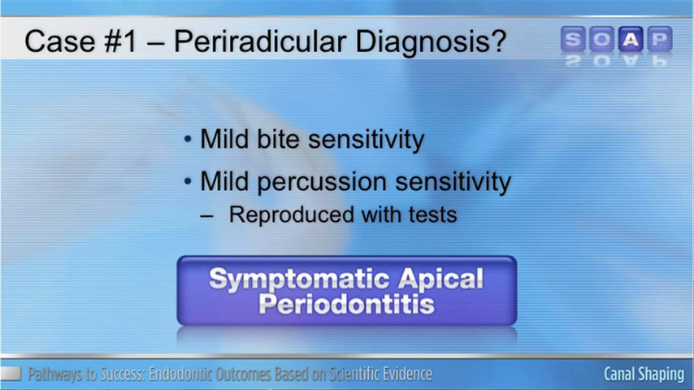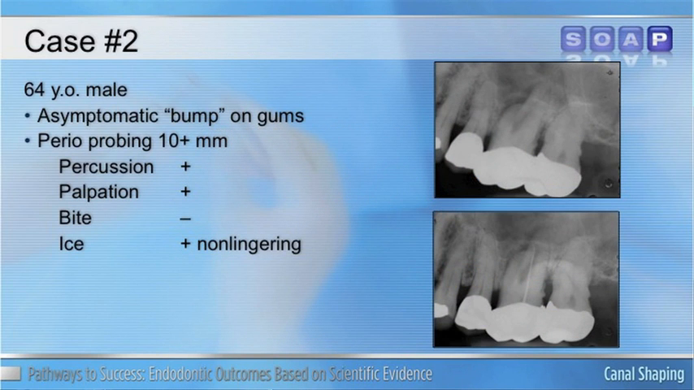Next, case number 2, 64-year-old male, asymptomatic bump on the gums. Perio probing, 10 plus millimeters. Percussion positive, palpation positive, bite was negative, and ice, positive response, non-lingering. What's the pulpal diagnosis? Look at you. Normal pulp.